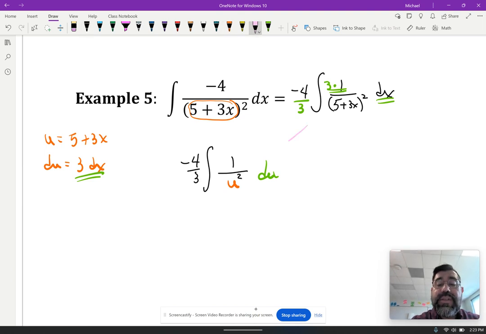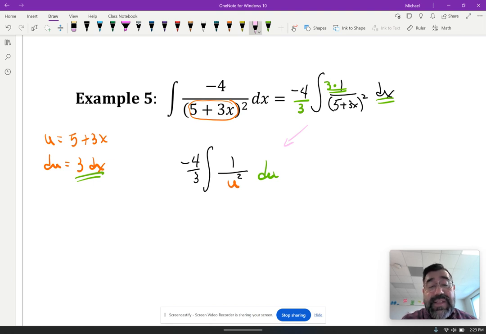So I'm going to give you a chance to catch up on the notes, but also think about what we just did. This constant, I pulled it out. Did I have what I needed to make the du exchange? I didn't, so I multiplied by the constant that I needed. I needed a 3, so I'm going to multiply by 3. But doing that is going to change things unless I balance it out with dividing by 3 on the outside. Now I can exchange that for a du, and then 1 over u squared, because we said that 5 plus 3x was u. How do I find the antiderivative of this?